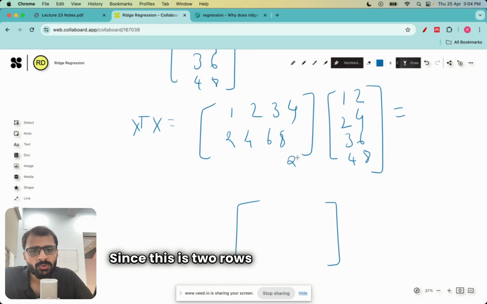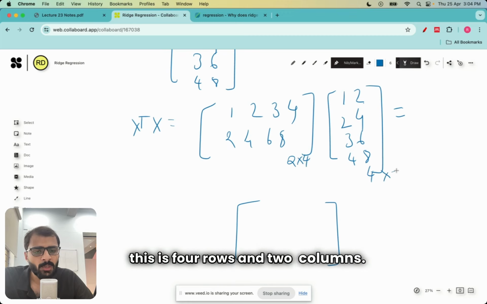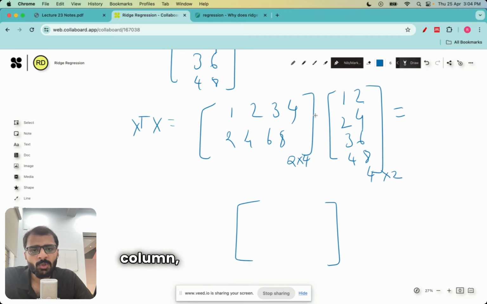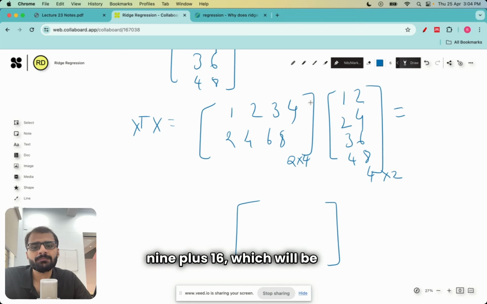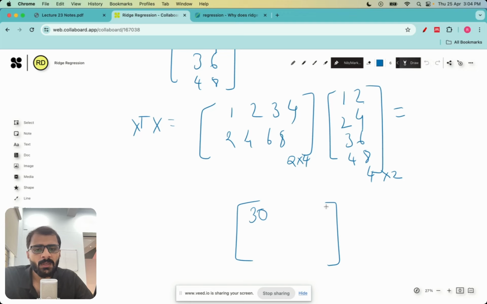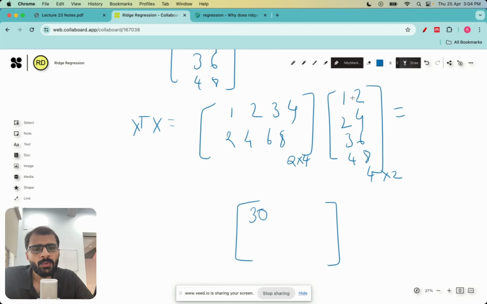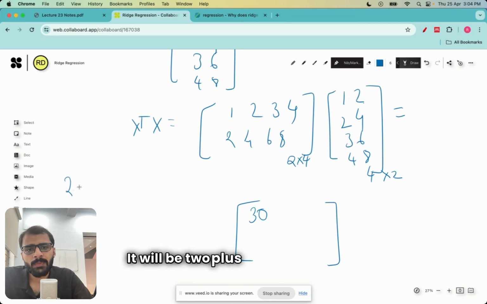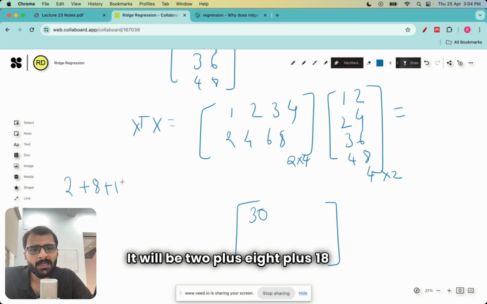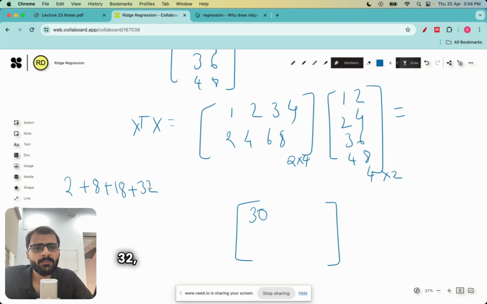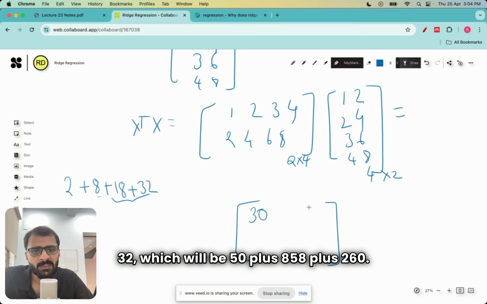Since this is two rows and four columns, this is four rows and two columns. So for the first row and first column, I'll multiply all and add. So it will be 1 plus 4 plus 9 plus 16, which will be 30. For the first row and second column, it will be 2 plus 8 plus 18 plus 32, which will be 50 plus 8, 58 plus 2, 60.